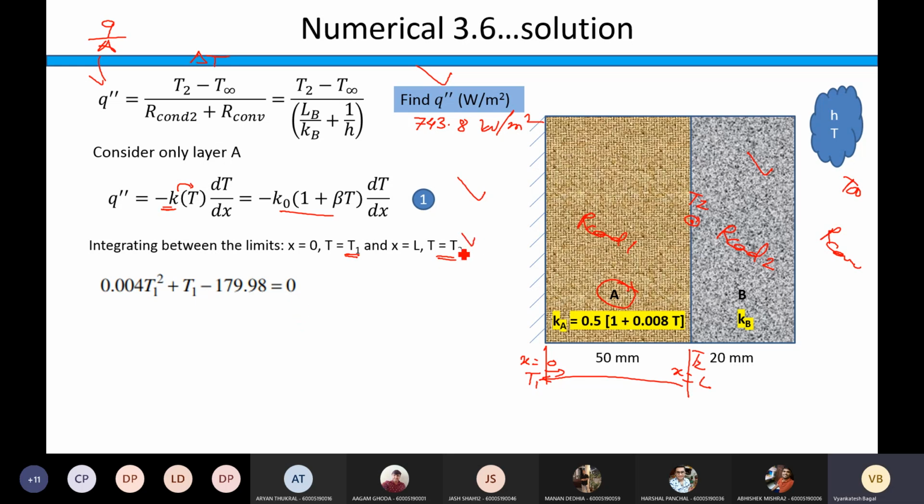Because T2 is known to you, right? T2 is known to you. How much is it? 80 degrees, right? So if you integrate this equation and put all the values in this expression, then you will get an equation in terms of temperature T1. A quadratic equation in terms of temperature T1, right?